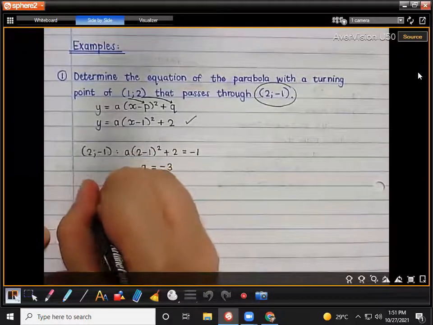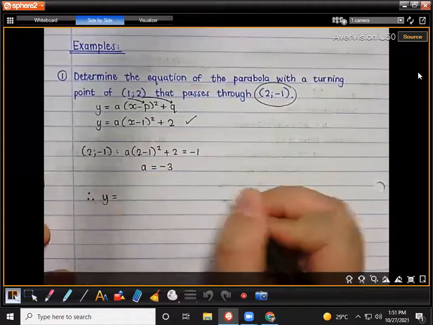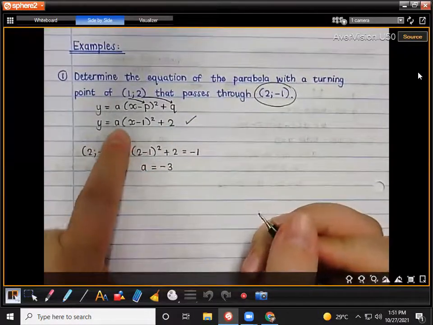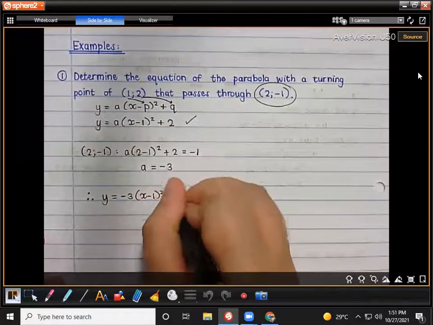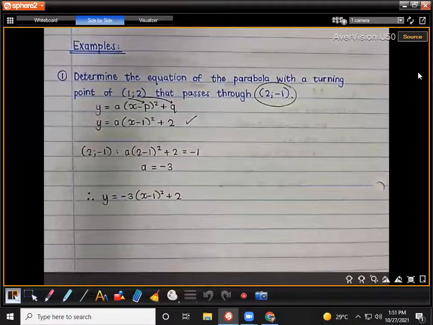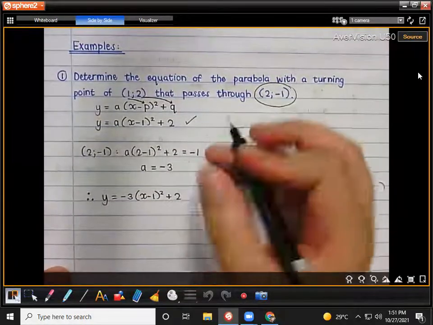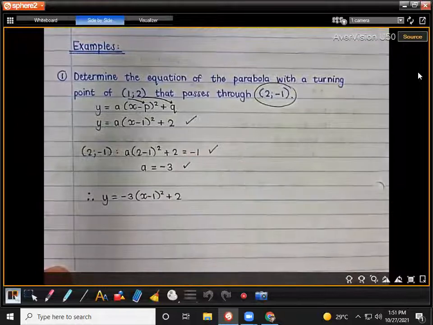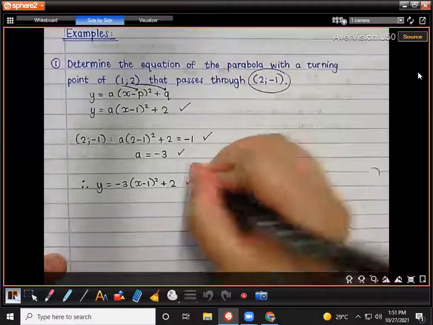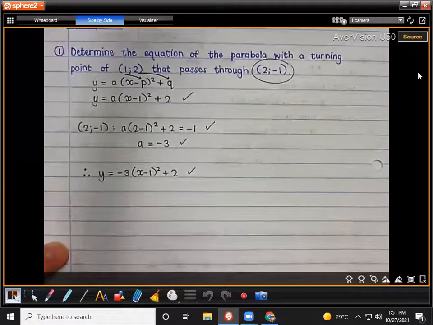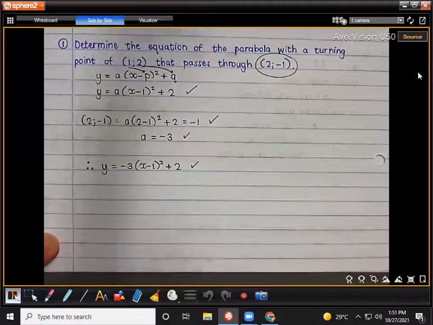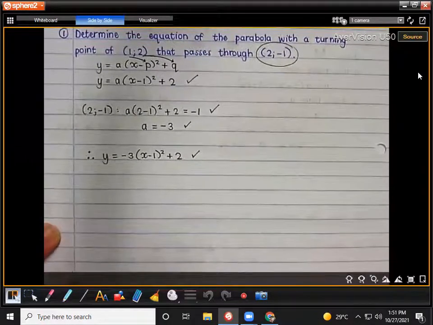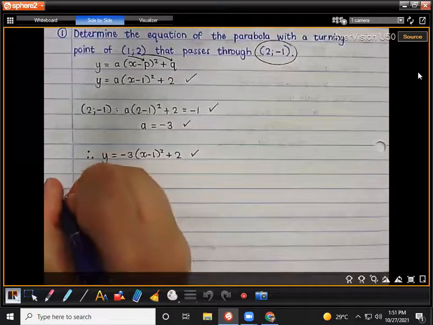So now they asked for the equation, so we must just write the equation down in full. So y is this, but now we know that a is -3. So y equals -3 times x minus 1 squared plus 2. Okay, in terms of marks, you'll get a mark for substituting the point correctly, a mark for finding your a value, and then a mark for actually writing the equation. So this is a 4-mark question. Okay, any questions now on this one? Okay, example 2.